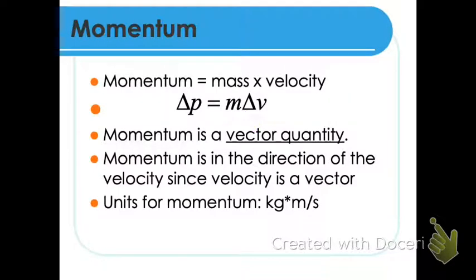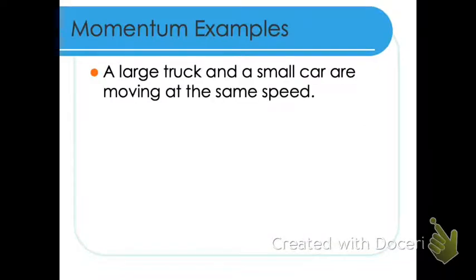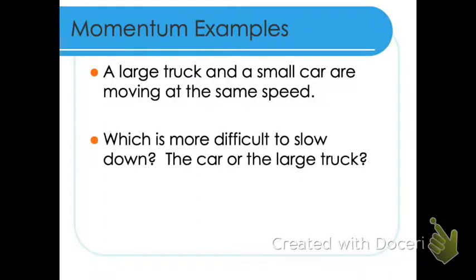All right, let's look at a couple here. You don't have to write this part down, let's just talk through it. A large truck and a small car are moving at the same speed. Which is more difficult to slow down, the truck or the car? Truck. Why? More mass, right? Greater amount of momentum means greater amount of inertia, which means more resistance to change, right?